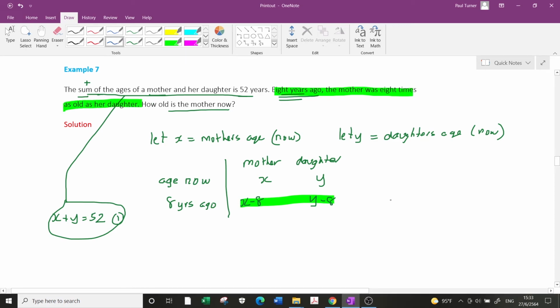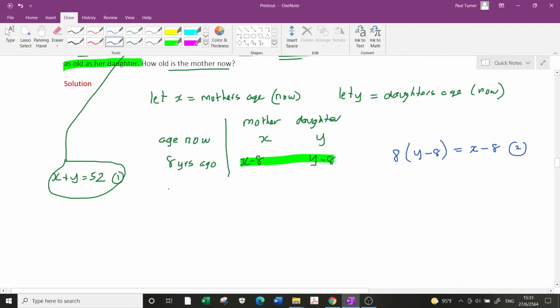So that means if we multiply the daughter's age by 8, we should get the mother's age because the daughter's younger. You multiply the younger person by the number to give the older person. So 8 times y minus 8 equals x minus 8. This will be equation 2.